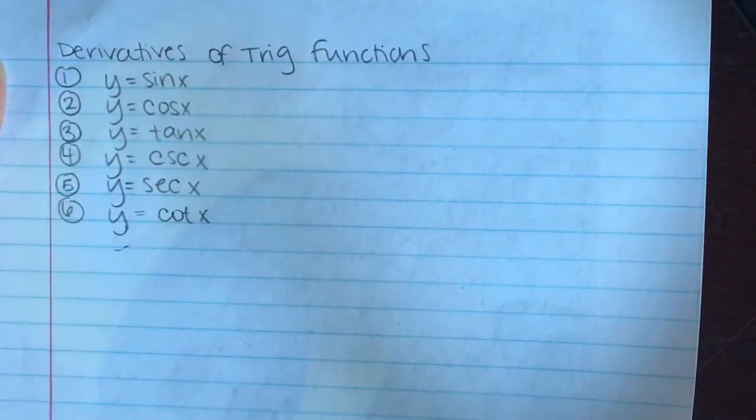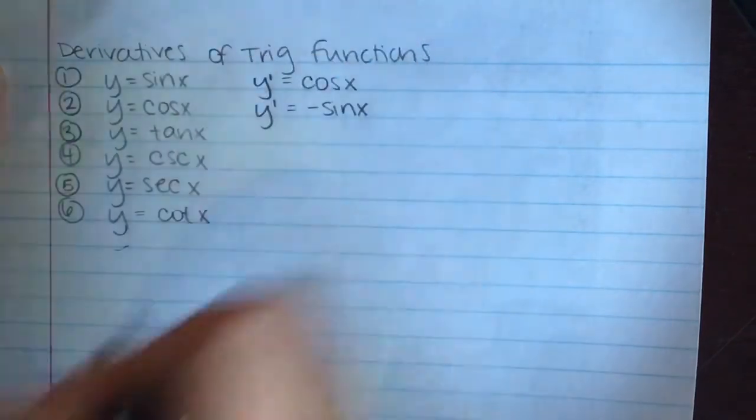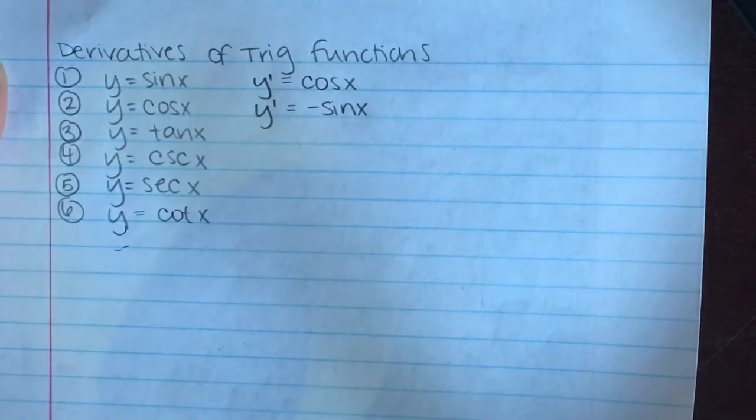So for the first one, the derivative of sine is cosine. The derivative of cosine is negative sine. And I am sure there are proofs somewhere for all of these, and if you really need to, we can look at those and see where they came from. But for the most part, we just memorize them, and then we use them.